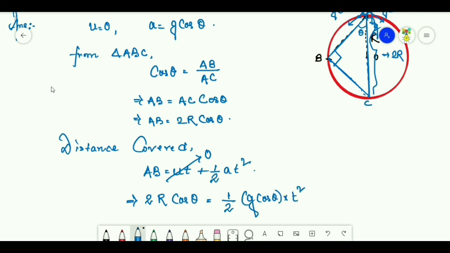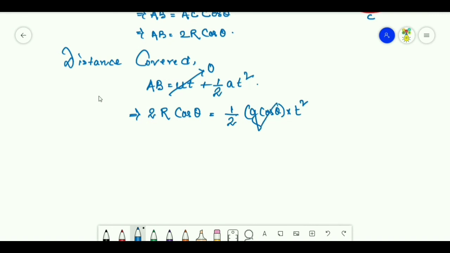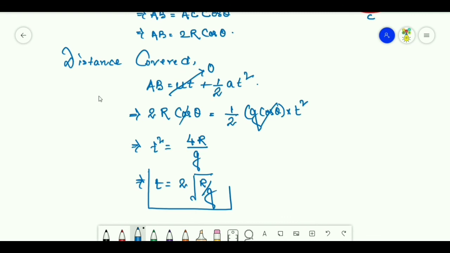into t square. Now in this relation cos theta gets cancelled, so we can write t square is equal to 4r by g. Therefore t is equal to 2 under root r by g. So this is the required time taken by the ball to reach from point A to point B.